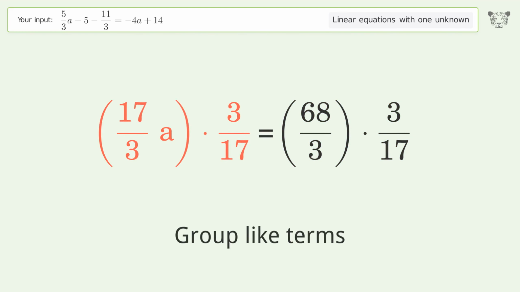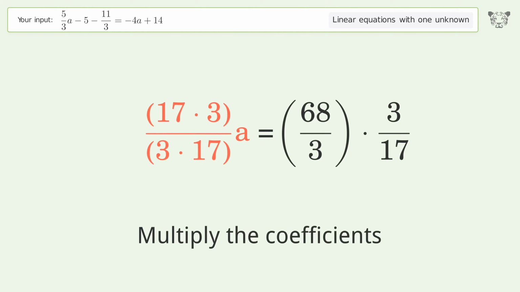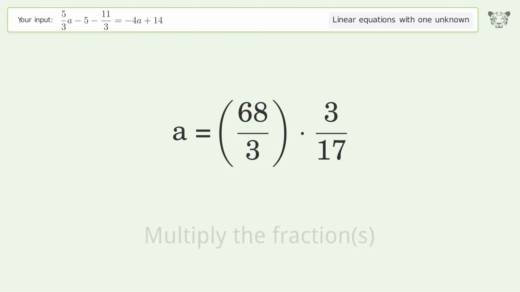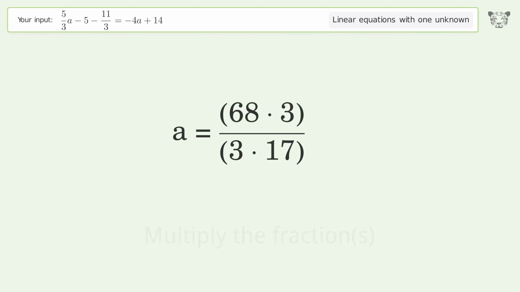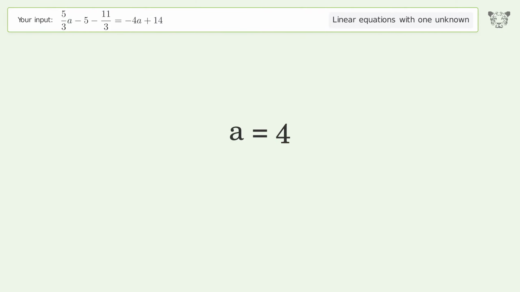Group like terms. Multiply the coefficients. Simplify the fraction. Multiply the fractions. Simplify the arithmetic. And so the final result is a equals 4.